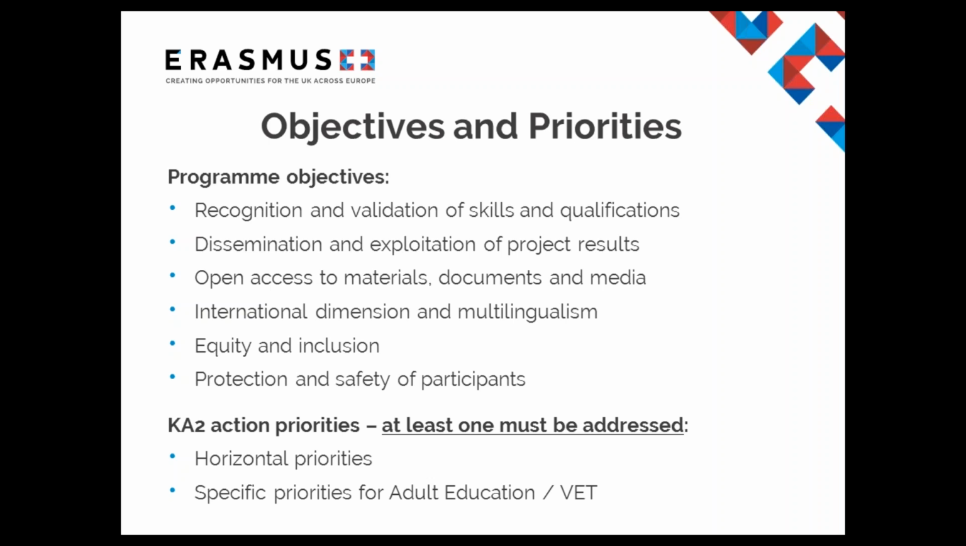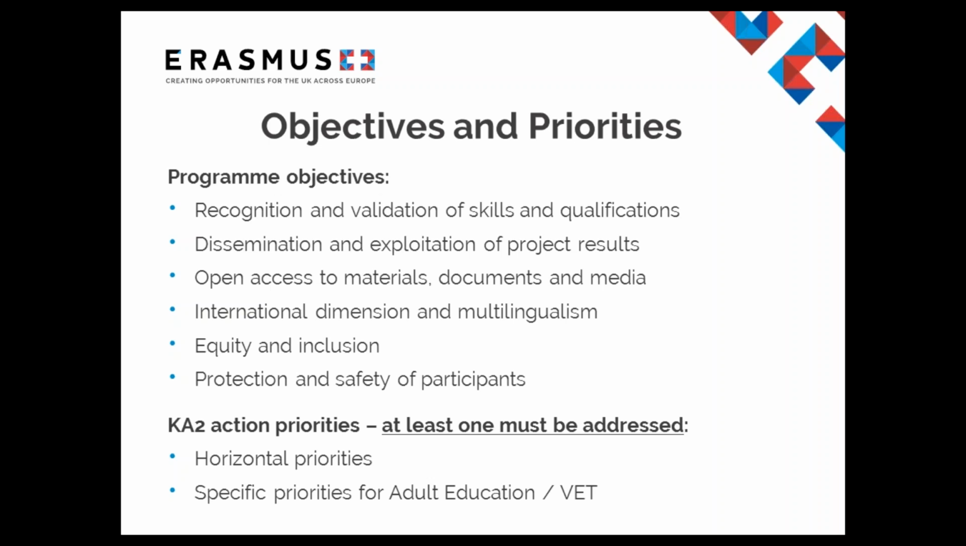Another important feature, of course, is the international dimension, i.e. cooperation with organisations from different countries and making results available in different languages to maximise impact. Equity and inclusion is also an important objective, for example, facilitating participation, where relevant and appropriate, of learners with fewer opportunities. Lastly, the protection and safety of participants must always be a priority under Erasmus Plus projects. This includes making suitable plans within your project to ensure that all participants are safe and supported.